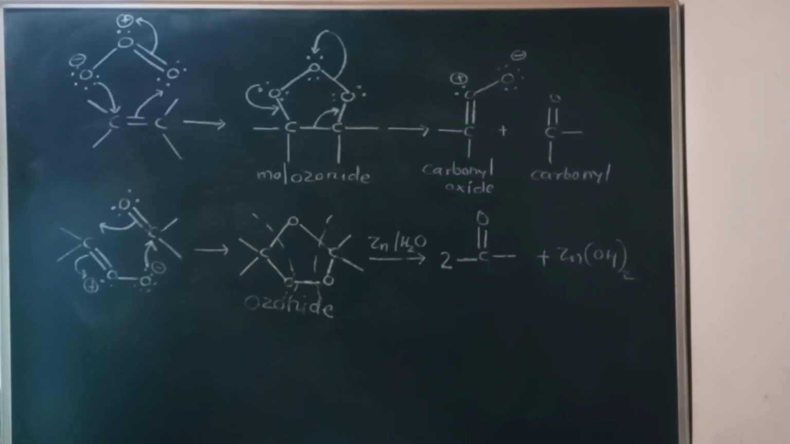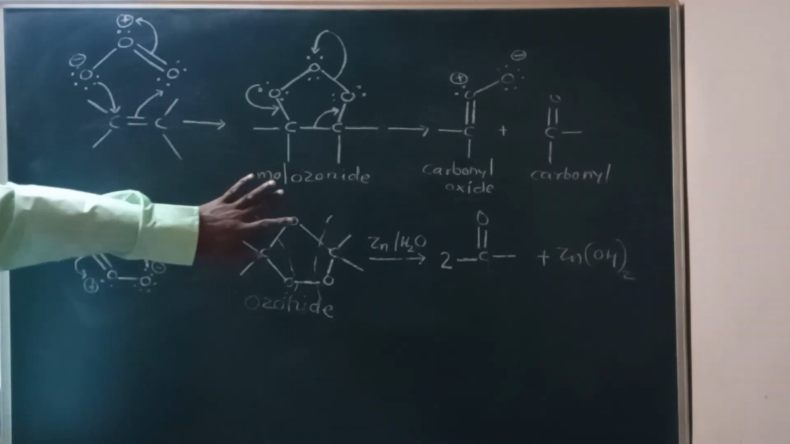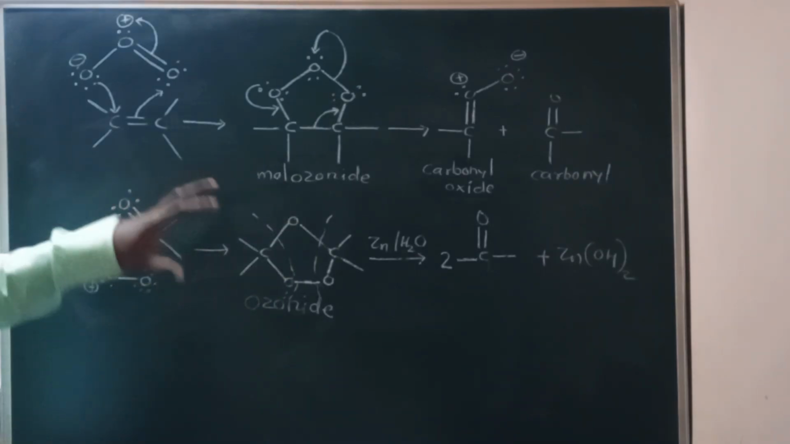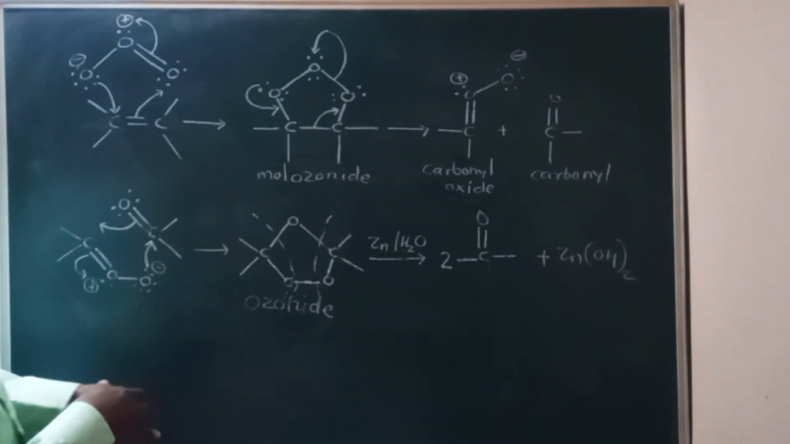Yes, is it clear? So it is a very simple mechanism. Here we use one of the Lewis structures of ozone, and the addition of ozone takes place like this, resulting first of all in a molozonide. The molozonide on fragmentation gives two fragments.